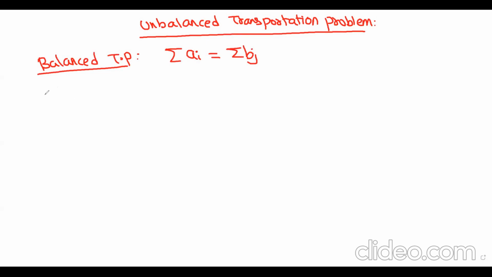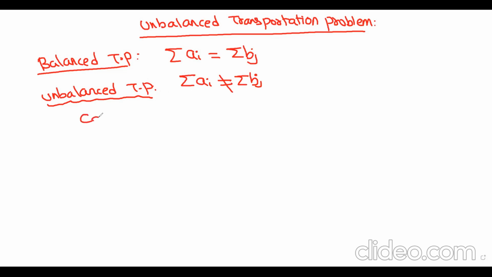Sometimes these two are not equal. Unbalanced transportation problem means summation of Ai not equal to summation of Bj. Then we say it is an unbalanced transportation problem. So here two cases will arise. Case 1.